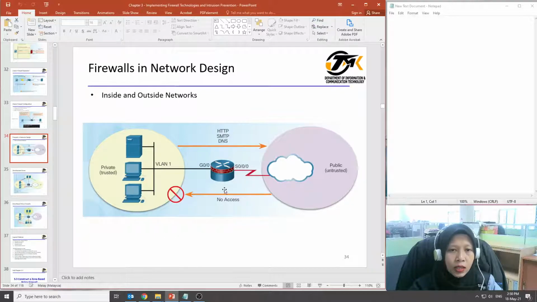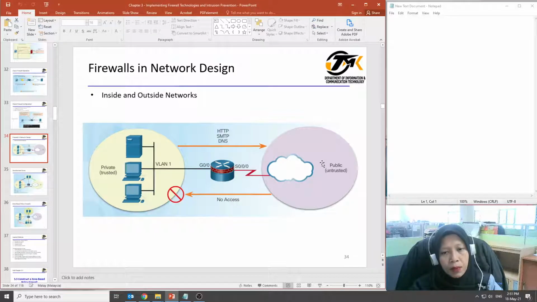As you can see here, usually we need to have access from the private to the public for all these services: HTTP, SMTP and DNS. Why? Because let's say this is a company, they have a web server, they have a DNS name for the server, they have the email server. Usually all those kinds of servers we put in the DMZ, between the private and the public, so it must be allowed.